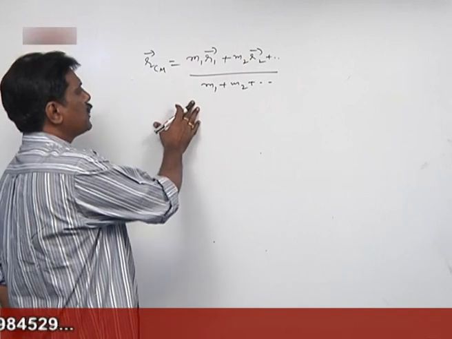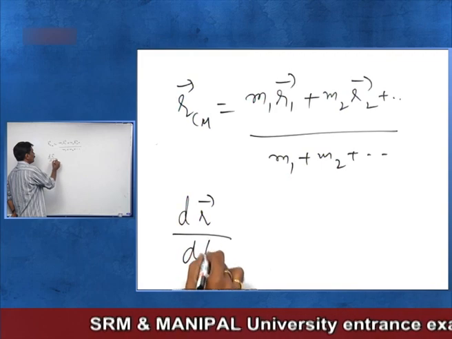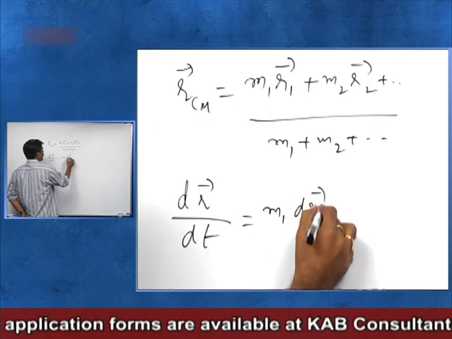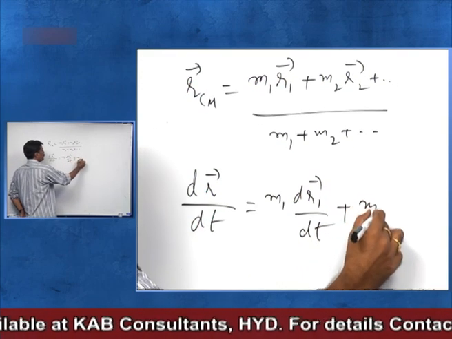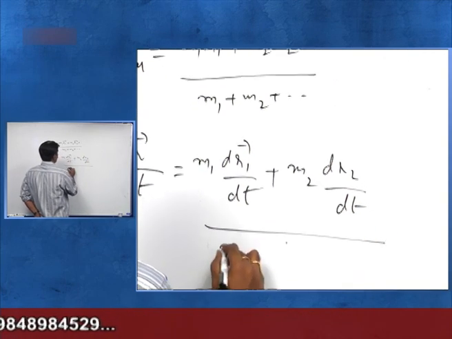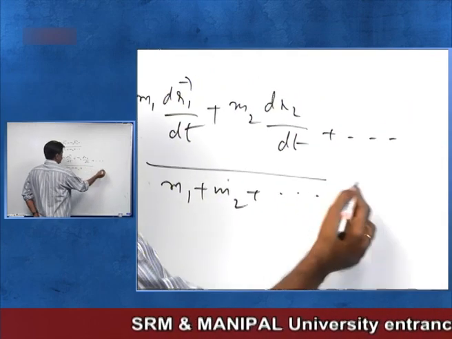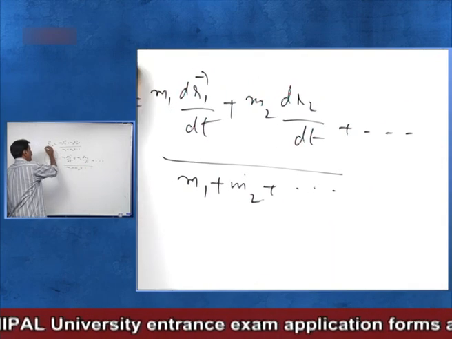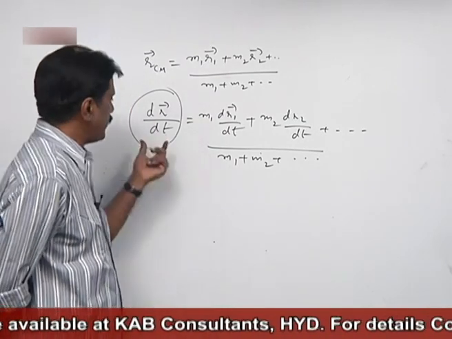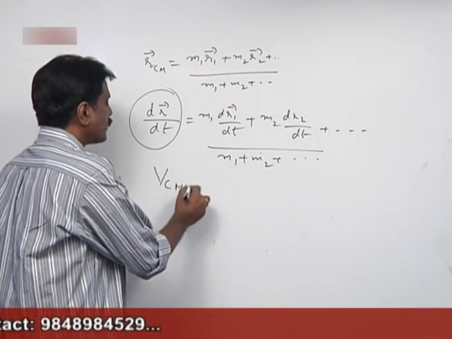If you differentiate this with respect to time on both sides, what we will have is dr by dt is equal to m1 into dr1 by dt plus m2 into dr2 by dt, by m1 plus m2 and so on. Actually, here also you can extend like this. Now, dr by dt is the rate of change of position vector of the center of mass, which means the velocity of the center of mass.